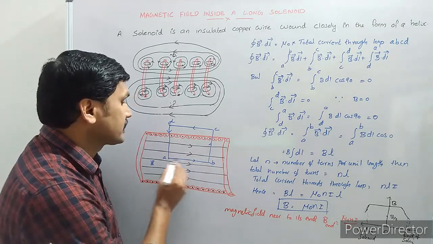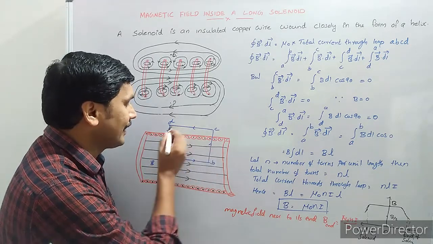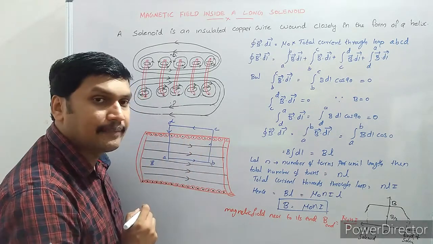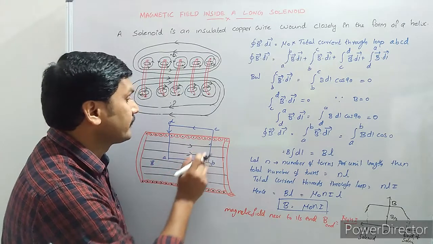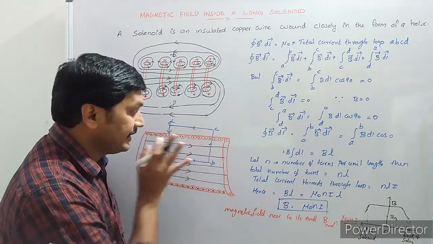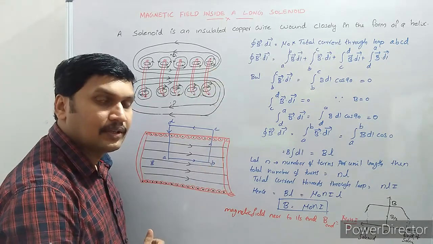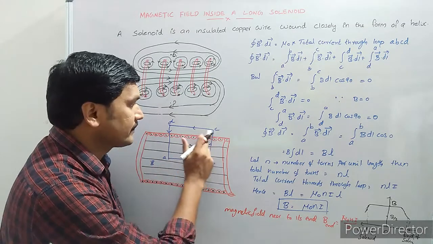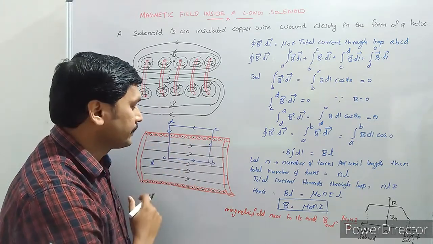First we are constructing an Amperian loop, a rectangular Amperian loop ABCD, to apply Ampere's Circuital Law. You can see this Amperian loop. Half of the Amperian loop is well inside the solenoid and half is outside the solenoid. Now we want to apply Ampere's Circuital Law through this rectangle, or this Amperian loop.